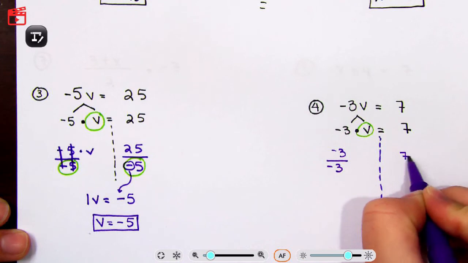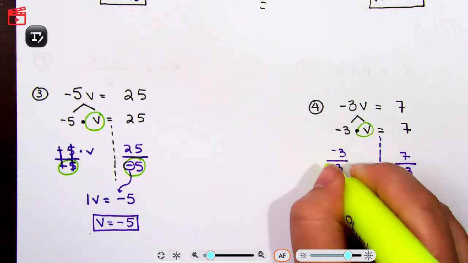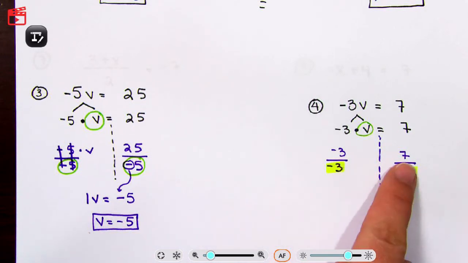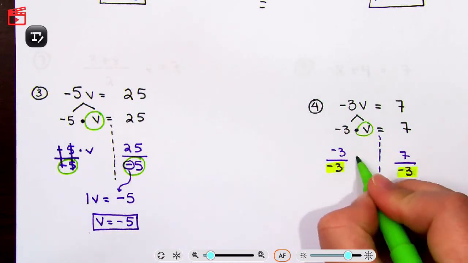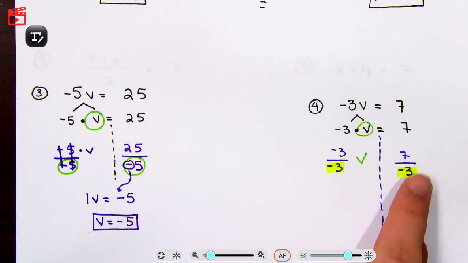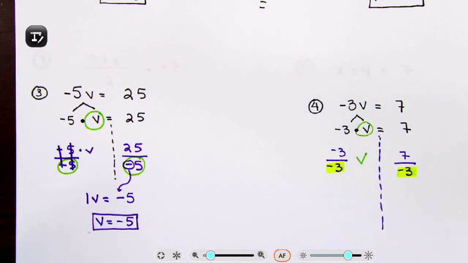I'm going to take my 7. I'm going to divide by -3. So the two negatives and the 3s right here, this one and this one, they have to match. They have to be the same things. Now, why am I choosing to divide by 3 instead of 7? Because we are trying to get v by itself. V is attached to 3. V has nothing to do with 7 right now. So make sure you work with the side where it has your variable, where it has your letter.